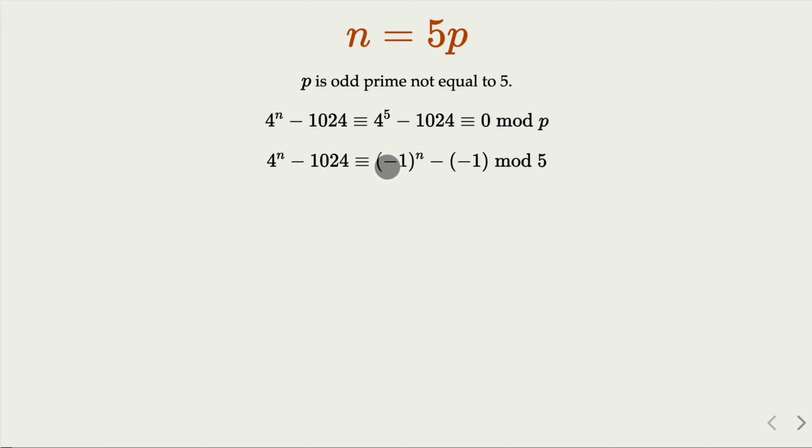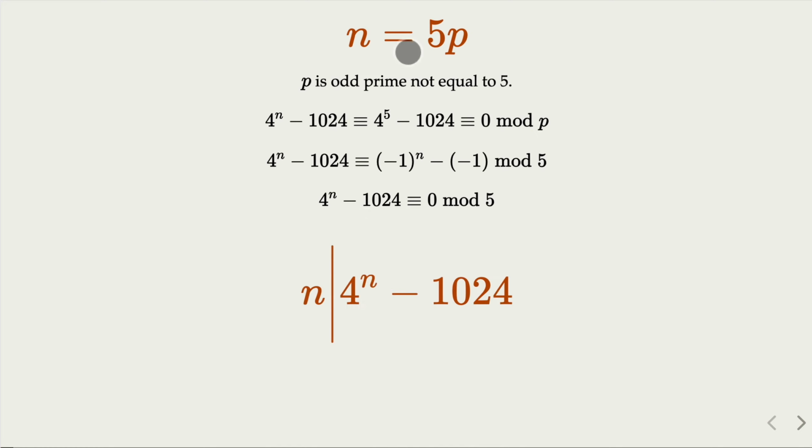So here we have -1 to the nth power minus -1 mod 5. Since n is odd, because it's an odd prime times 5, that's an odd number, this quantity is going to be -1 minus -1, that's 0. That is also a multiple of 5. Now since p is a prime, and this quantity is a multiple of both 5 and p, where p is not equal to 5, we know that it must be a multiple of 5p, that is, a multiple of n. That is, we have proven, by applying Fermat's Little Theorem and by considering the mod 5 arithmetic, that this is true for n equal to 5p, and of course there are infinitely many odd primes p not equal to 5, so we can find infinitely many n for this condition to hold.